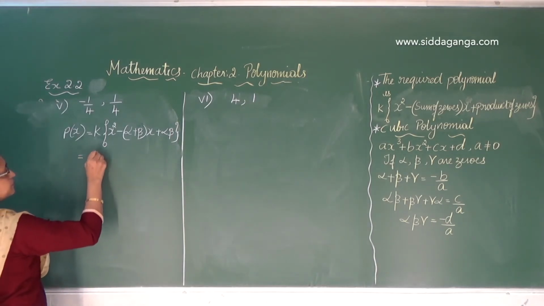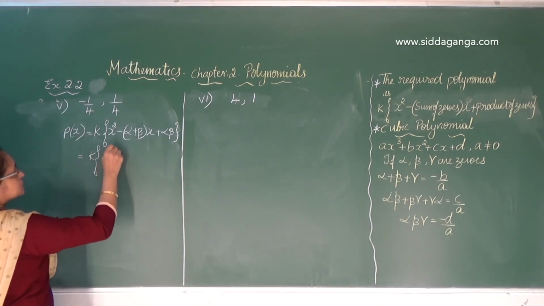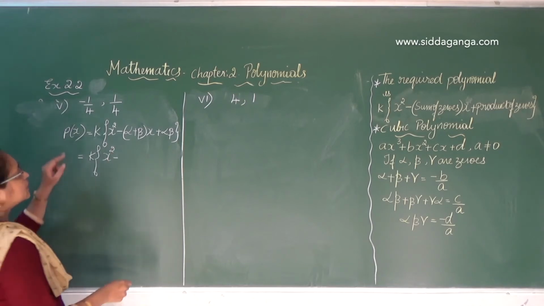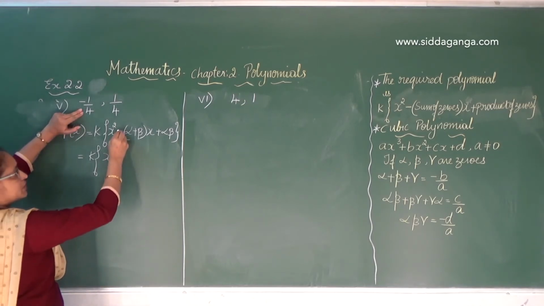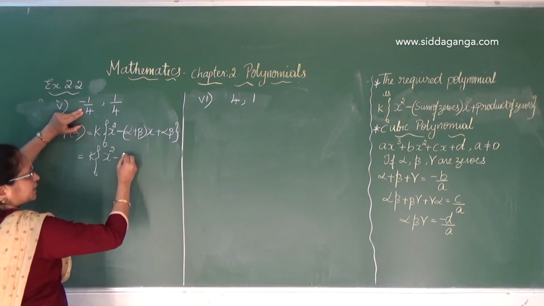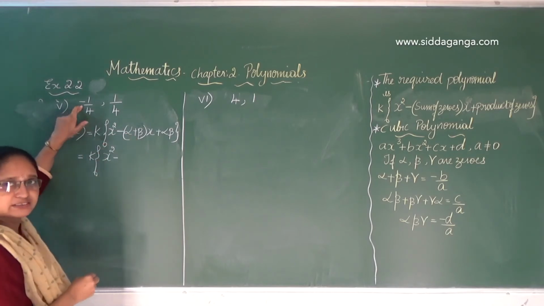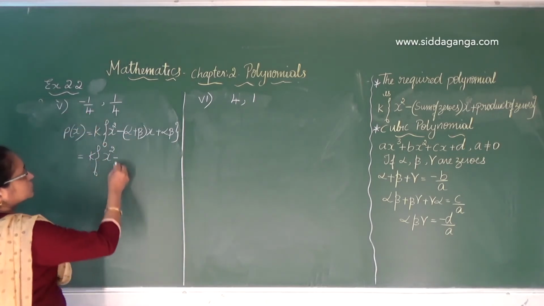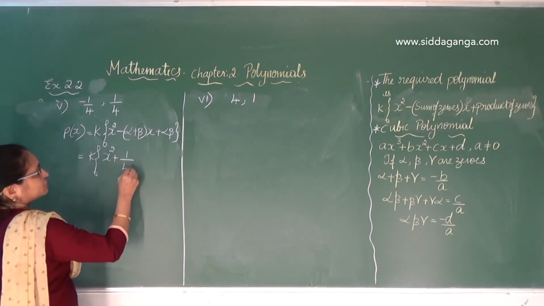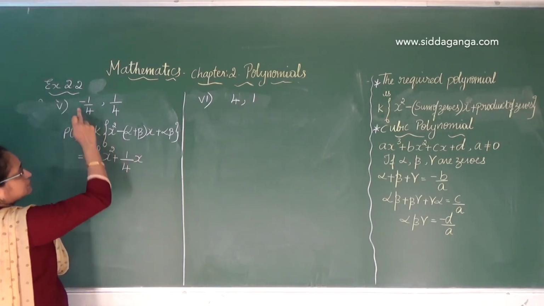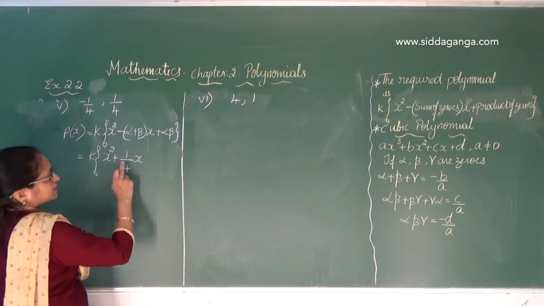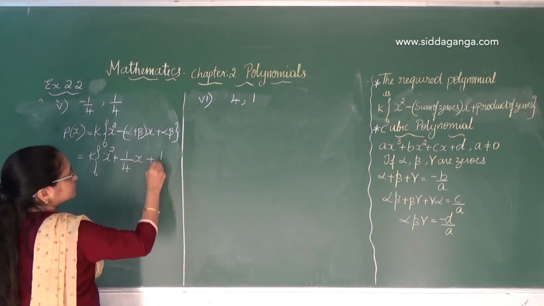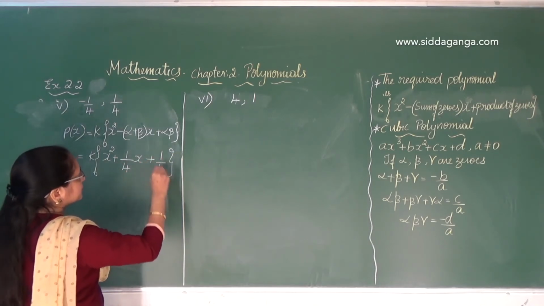Here, x square minus alpha plus beta. So here minus sign is there. Again you have minus 1 by 4. So can I write plus 1 by 4 x? So minus into minus it will become plus. Then plus 1 by 4.